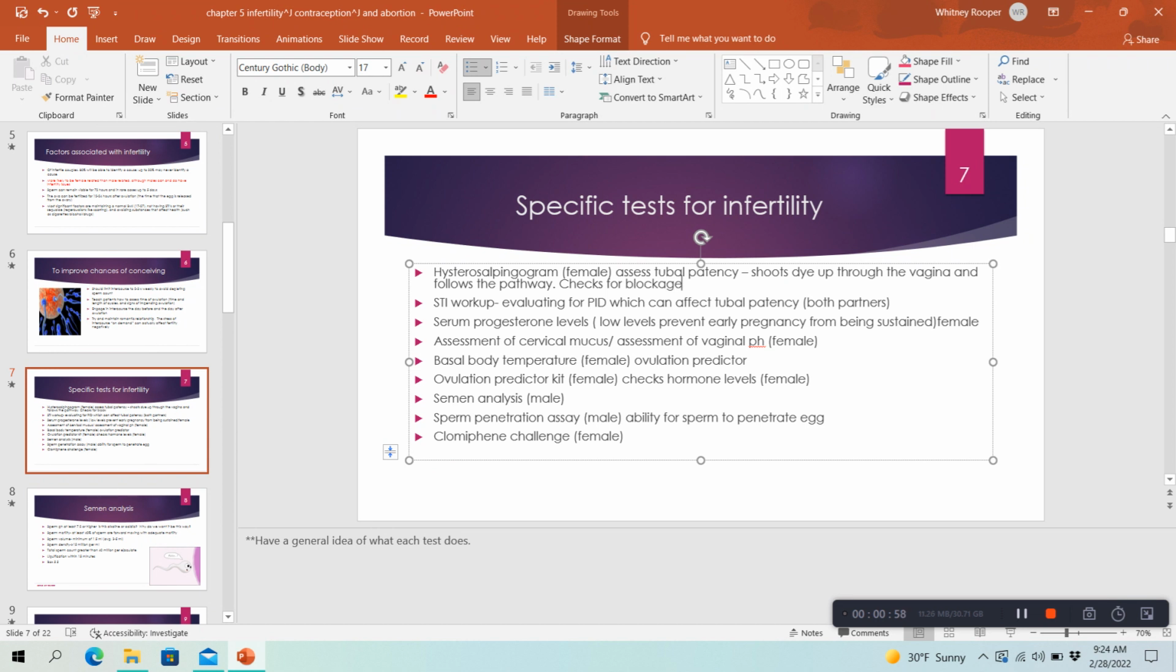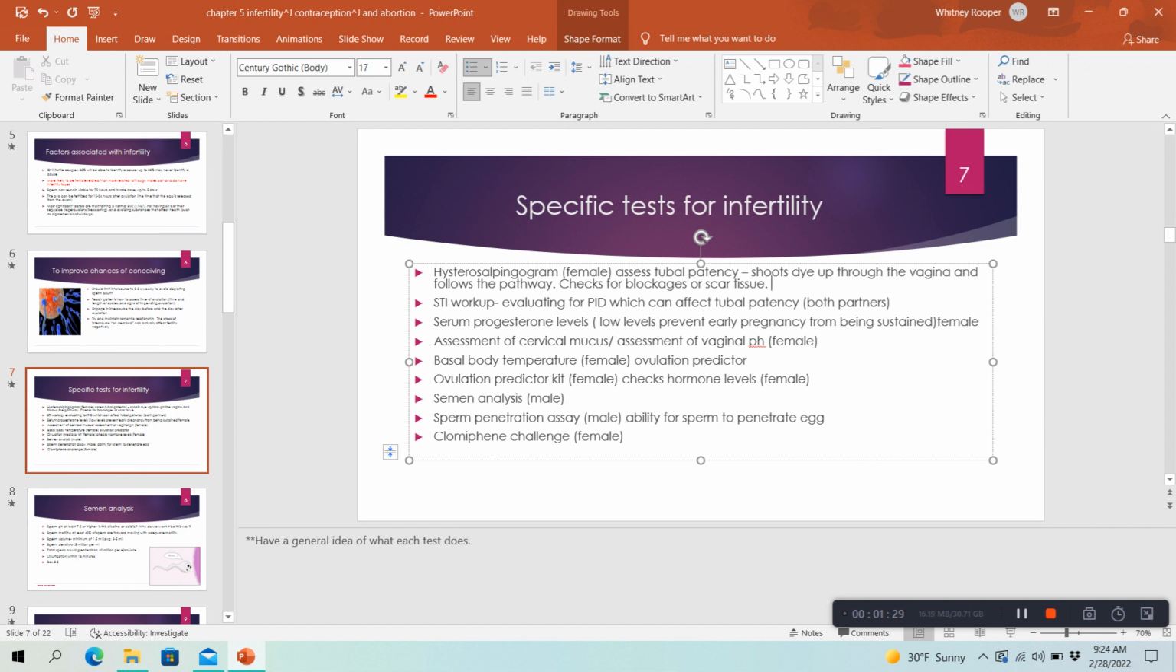STI workup. We did for both sexes, male and female. Are there any untreated STIs that either one have? Because the big thing that we think about when we think about STIs are infections and subsequent scar tissue from it. Of course, we don't want anybody to have an untreated STI. We want everybody to have everything treated for pregnancy, but we would work them up for any possible STIs.